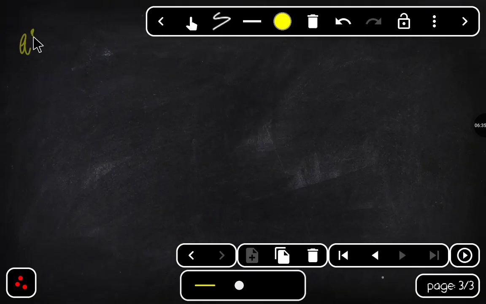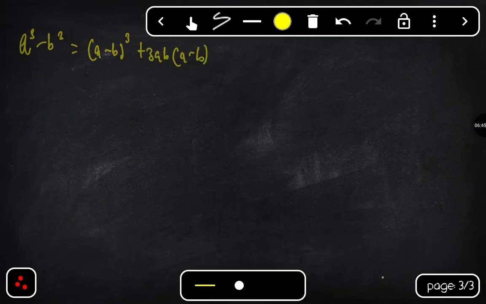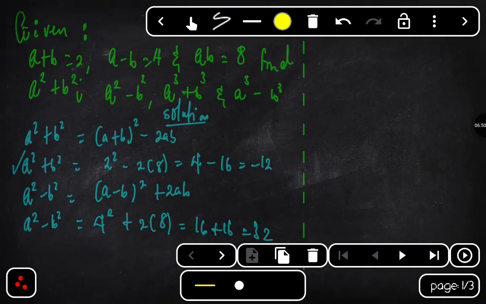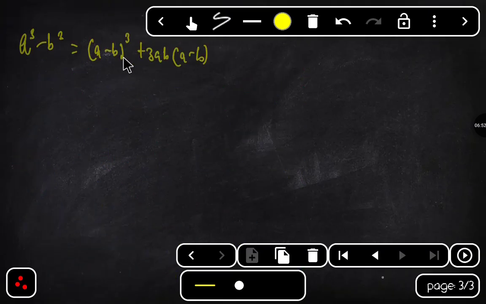So a raised to the power of 3 minus b raised to the power of 3 is equal to a minus b to the third power plus 3ab then into a minus b. Okay, so we said a minus b. Let's confirm again. A minus b is 4 and ab is 8. So this will be equal to 4 raised to the power of 3 plus 3 into bracket 8 then into bracket 4. So 4 raised to the power of 3, I think that should give us 64. 4 multiplied by 4 multiplied by 4. Yeah, that will give us 64.